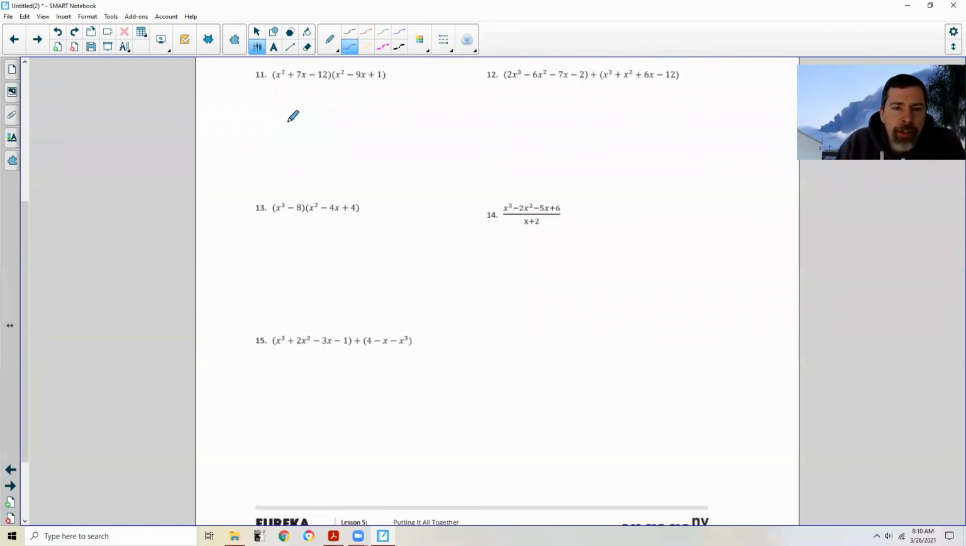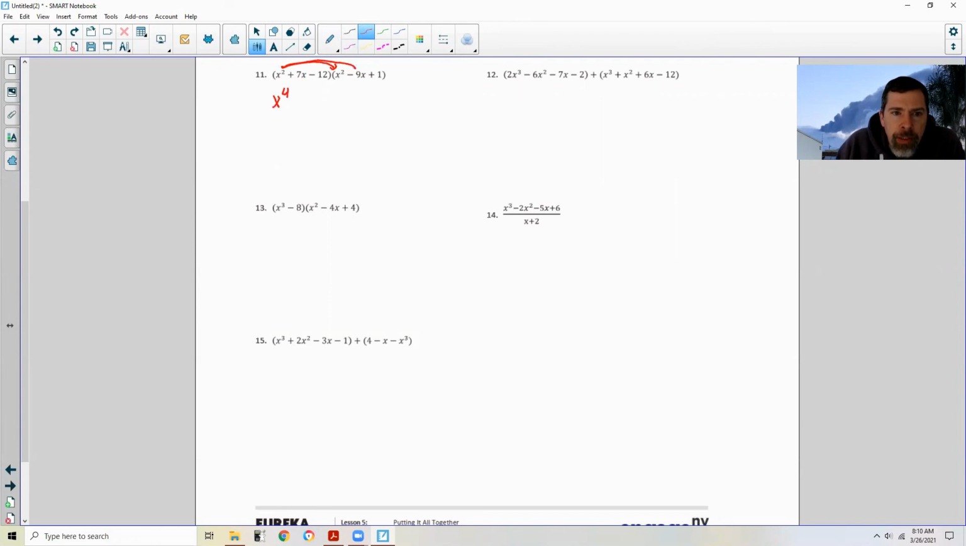Okay, number 11 is just like number, what, 9? But I don't have to put it in order, it already is. So let's just start. I'll use red for starters. X squared times x squared is x to the 4th.